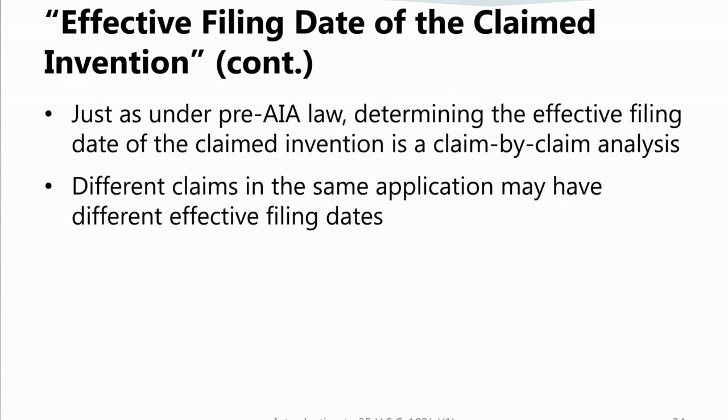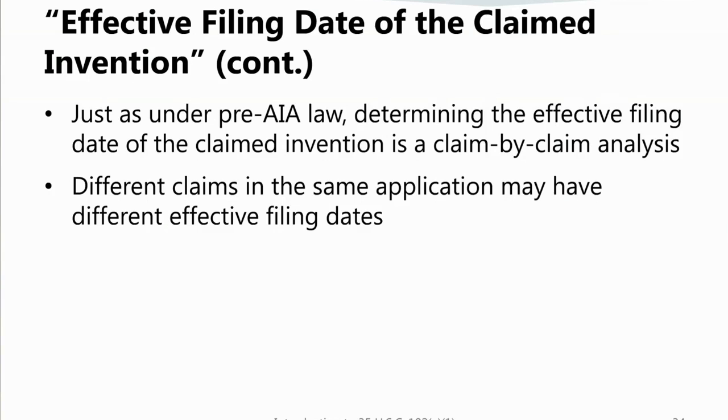You will notice that for both claiming domestic benefit and foreign priority there is a common requirement, which is that the claimed invention must be described in the earlier filed application in the manner set forth in Section 112(a). Because of this requirement, different claims in the same application can have different effective filing dates.